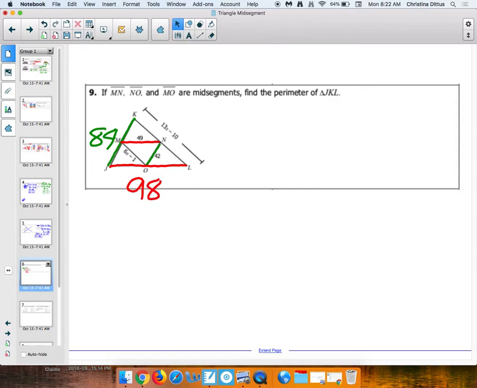Last one, not so easy to find. Set up my equation.